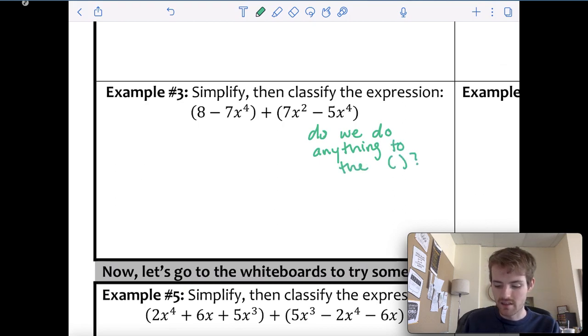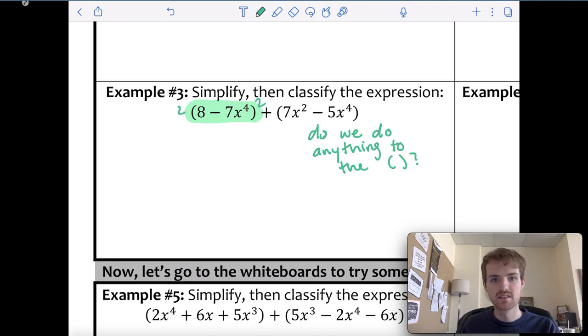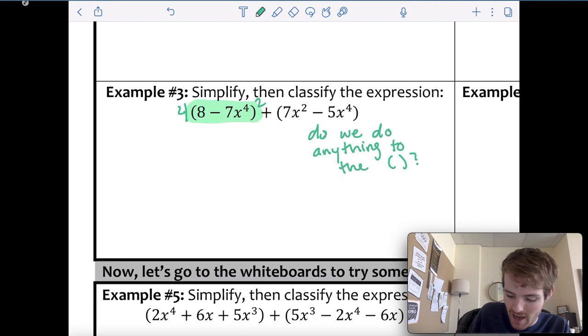When I look at this set of parentheses, there's no exponents up here. There's no numbers out in front. So we can actually just rewrite it without the parentheses.